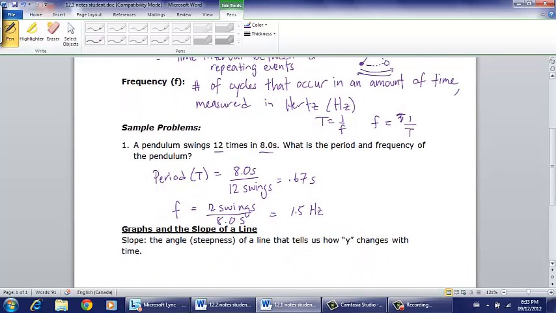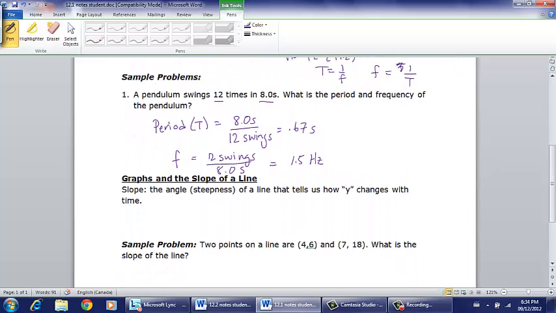You're going to be doing a lot of graphing in this unit, and so you need to be familiar with graphing and the slope of a line. You need to know that slope equals rise over run, which equals y2 minus y1 over x2 minus x1.